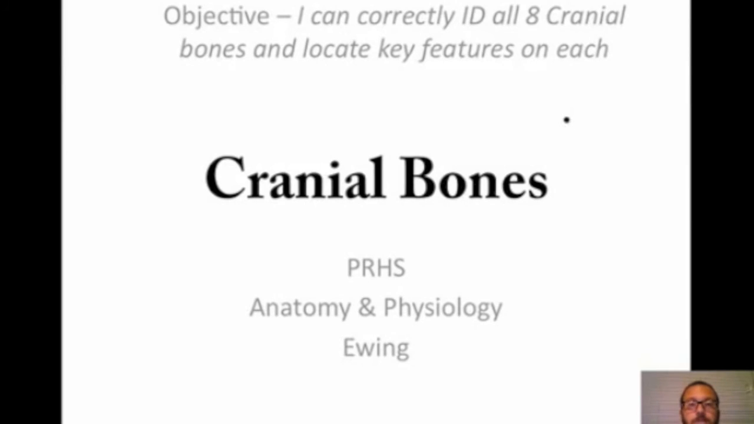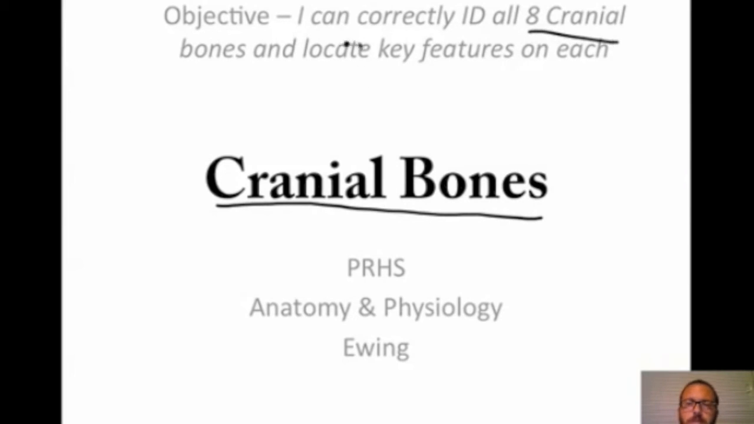Okay, anatomy students, welcome to our second video that we've ever done here. This is our first video for our new bone unit. As you can see, this is a unit on the cranial bones. Our objective, hopefully at the end of this video, is that you'll be able to correctly identify all 8 cranial bones. There are 8 that we need to know.